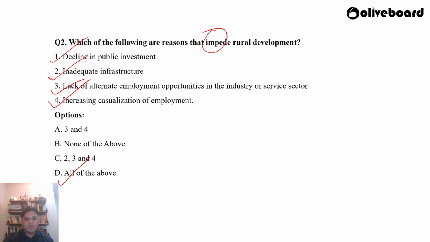Option A, 3 and 4. Option B, none of the above. Option C, 2, 3 and 4. And option D, all of the above. What do you think is the correct answer, boys and girls? I'll wait for another 5 seconds for you to give the answer.